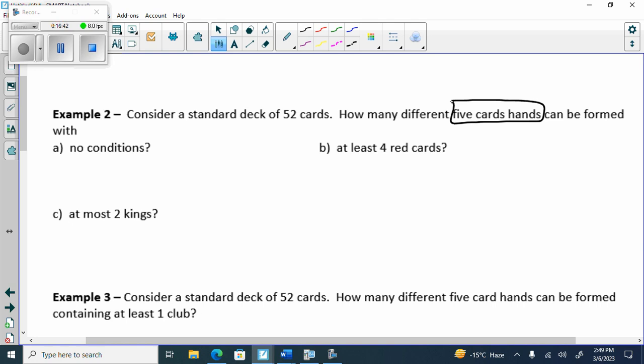So the first one says no conditions. Are cards perms or coms?